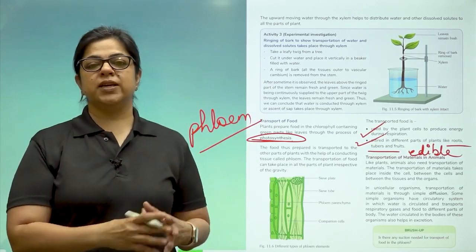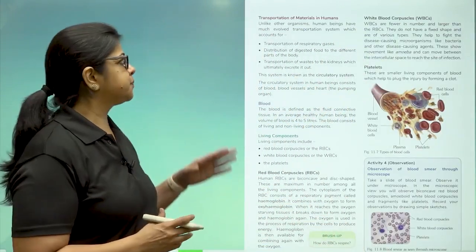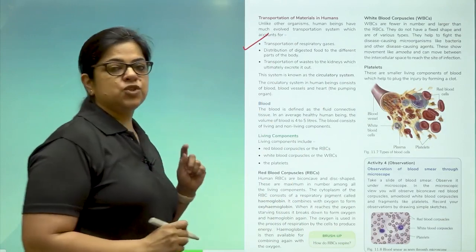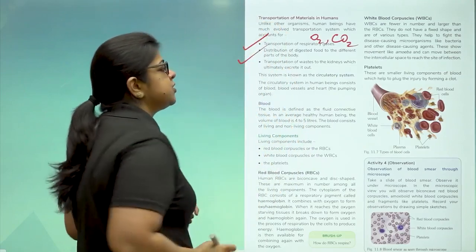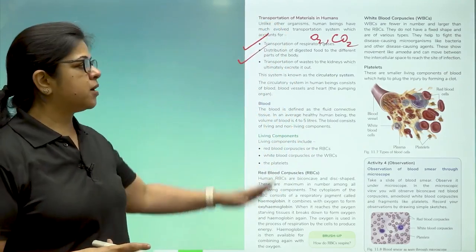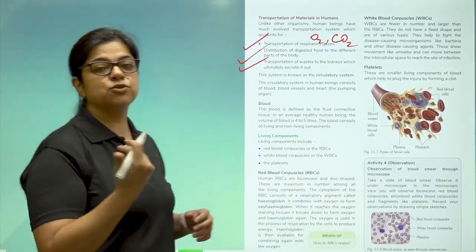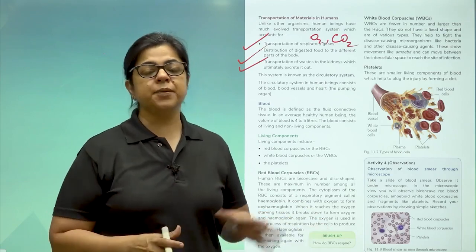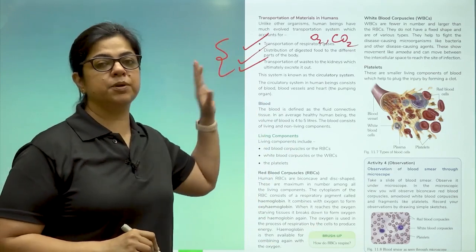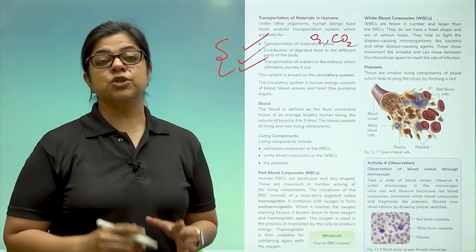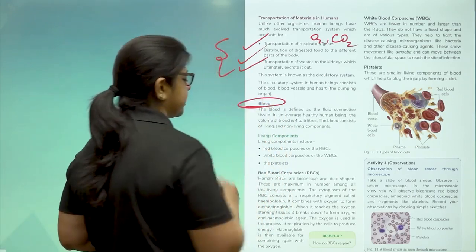Now let's move on to the human beings. Transportation of material in animals. Now transportation of respiratory gases, that means oxygen and carbon dioxide, distribution of digested food to different parts of the body, and bringing back the waste to the kidneys and the waste gases to the lungs to clean the body are the three important functions of the transportation system in human beings. Now the next question comes, who does this transportation? So this transportation is carried out by blood.